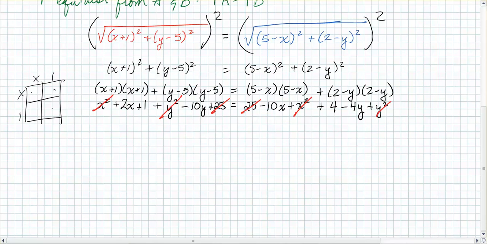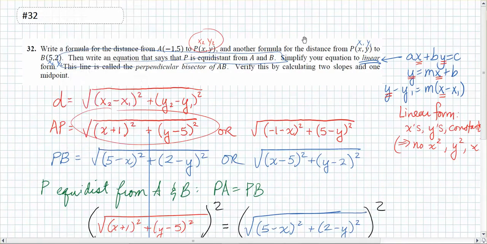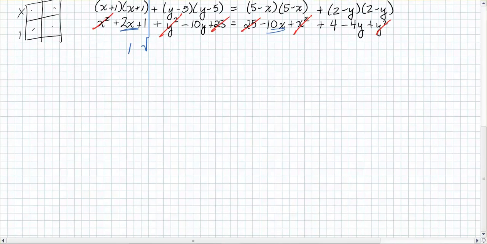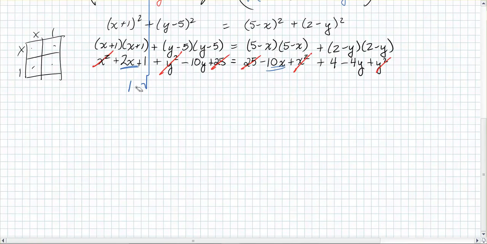If we get all the x's and y's on one side, so here are my x terms. If I bring that negative 10x over, I get 12x. All right, so we get 12x.